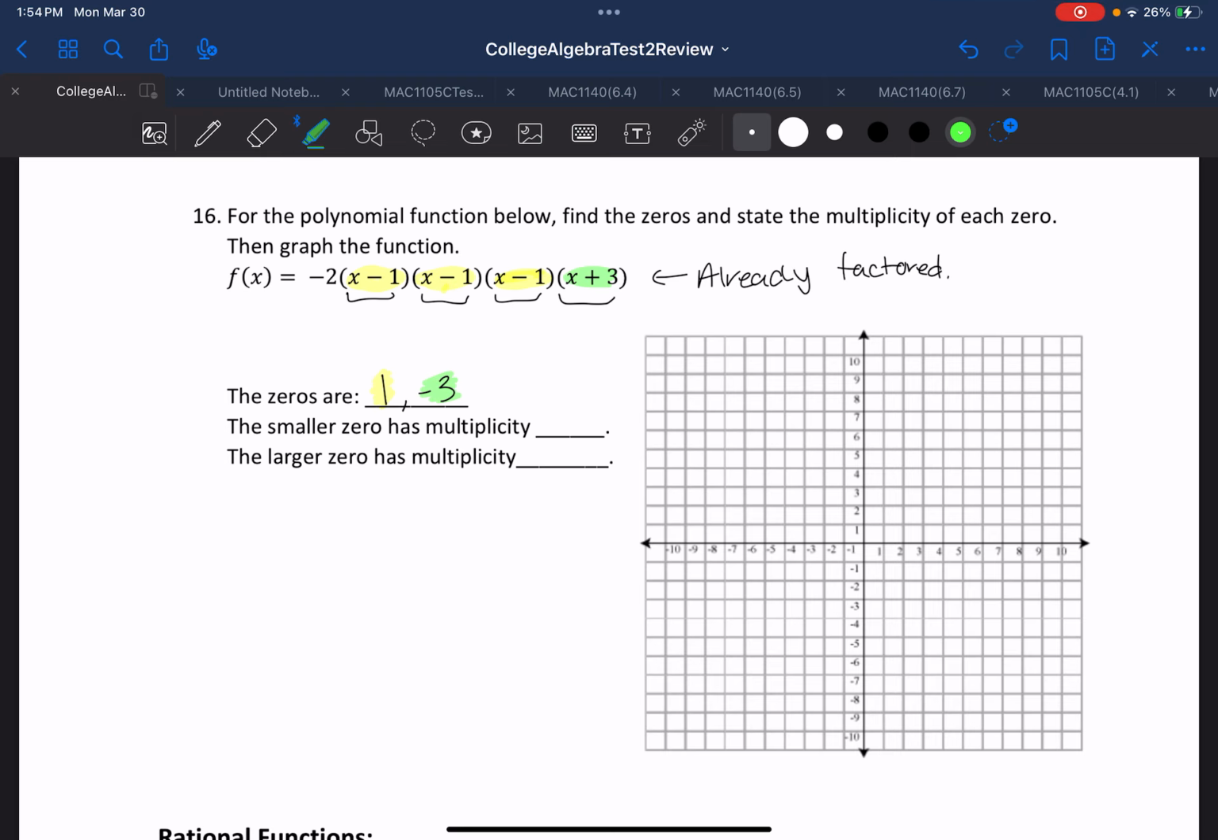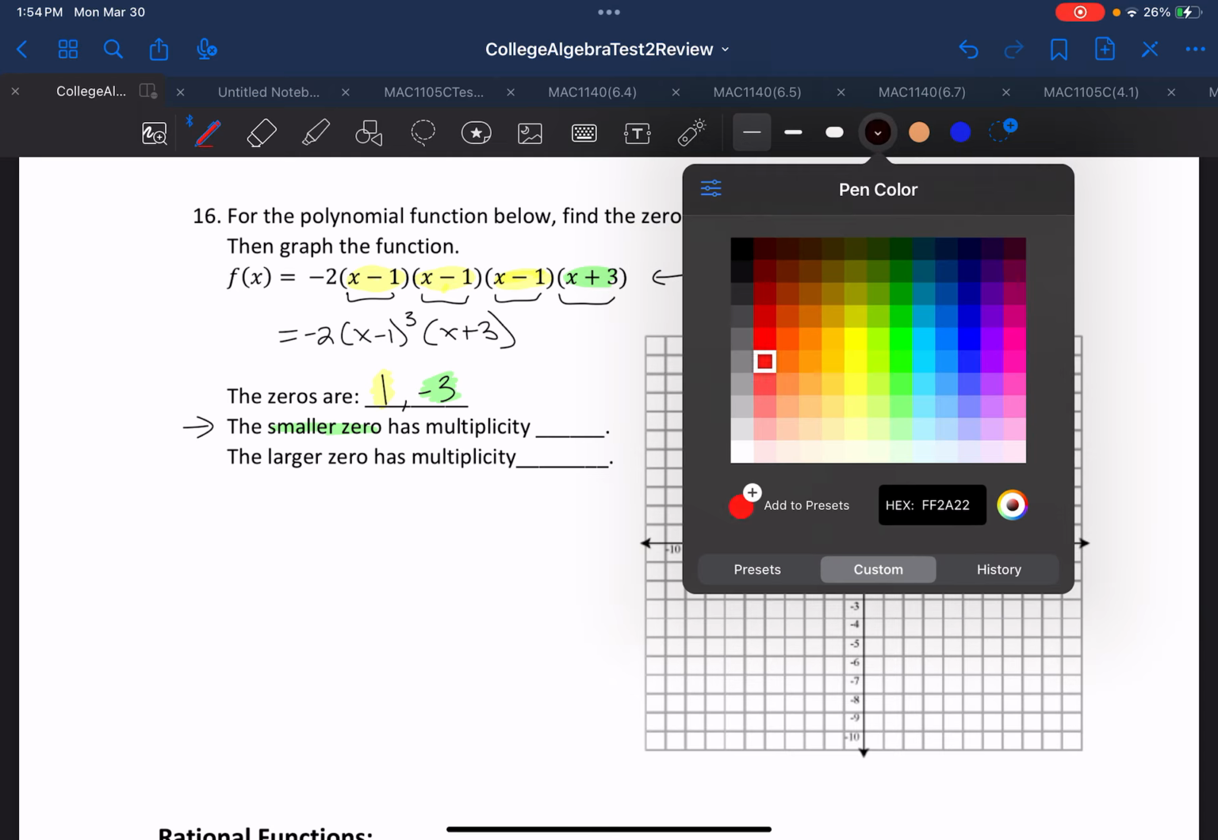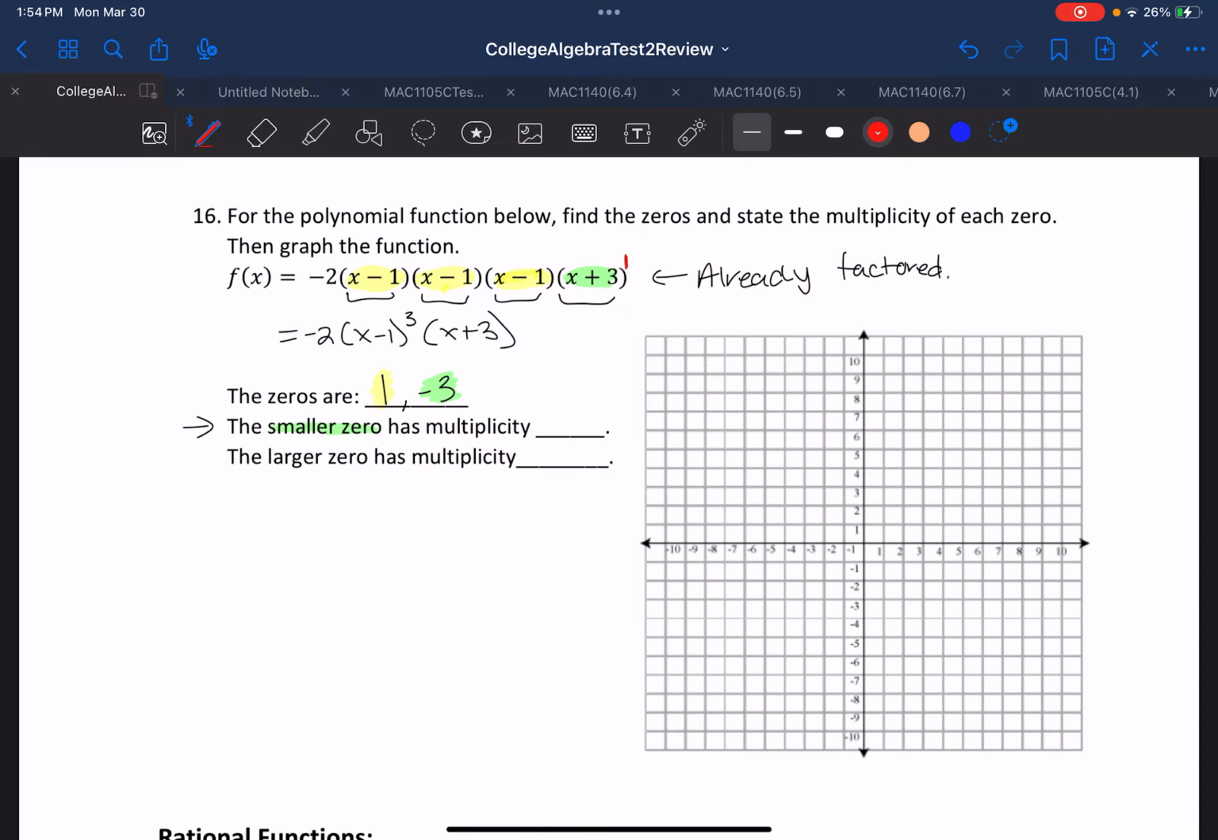Okay. And this is the same thing. This can be rewritten as -2 times x minus 1 cubed times x plus 3, because that x minus 1 occurs 3 times. So for the next part, it says the smaller 0 has a multiplicity of what? So the smaller 0, they're referring to the -3, because -3 is smaller than 1. So the multiplicity of that 0 is just 1, because that's the exponent on that factor. It only occurs once.